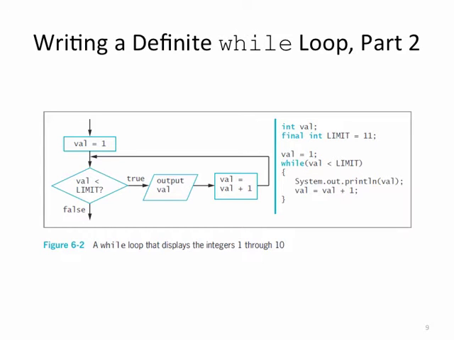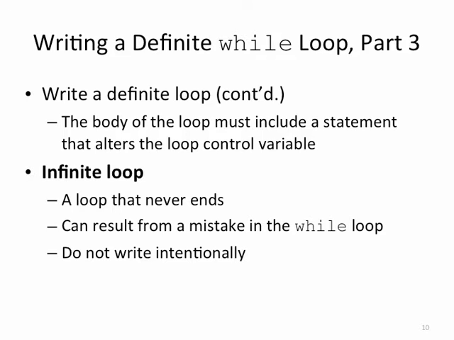And what that looks like in code is int val, final int limit equals 11, val equals 1, while val is less than limit, output val, and update val. Val equals val plus 1. The body of the while loop must include a statement that alters the loop control variable, as in our example, val equals val plus 1, because otherwise we will have a loop control condition that never ends. We'll have a loop that never ends.